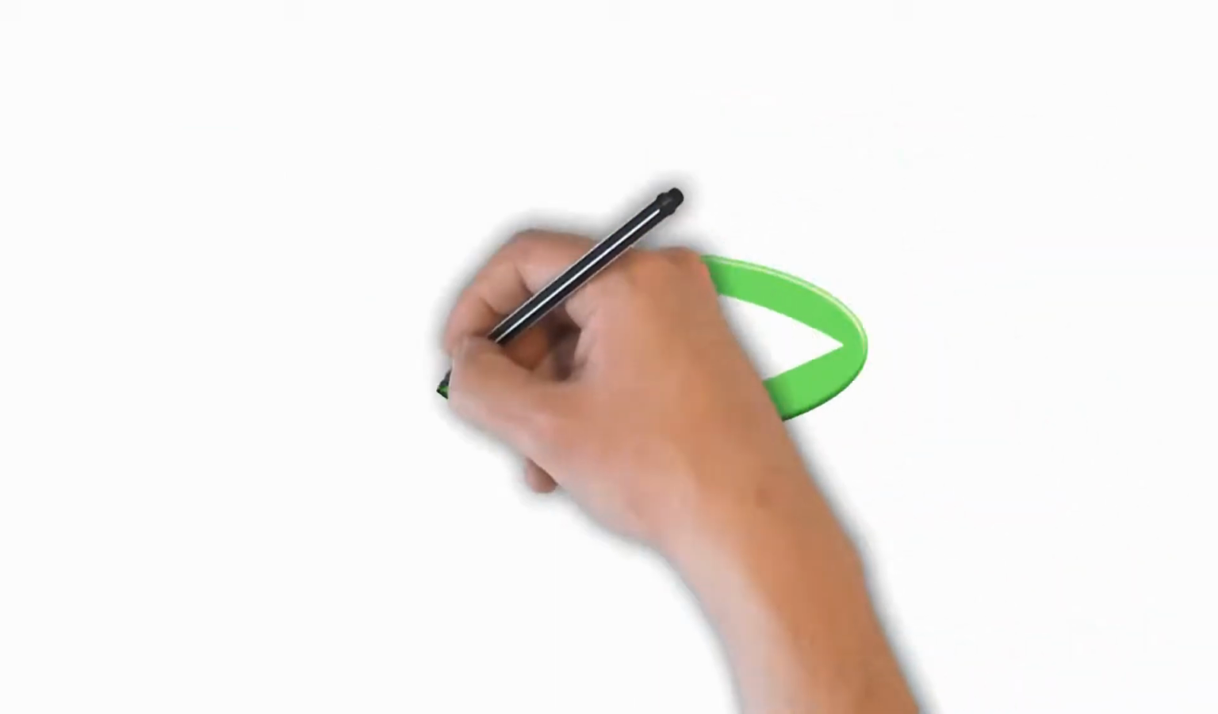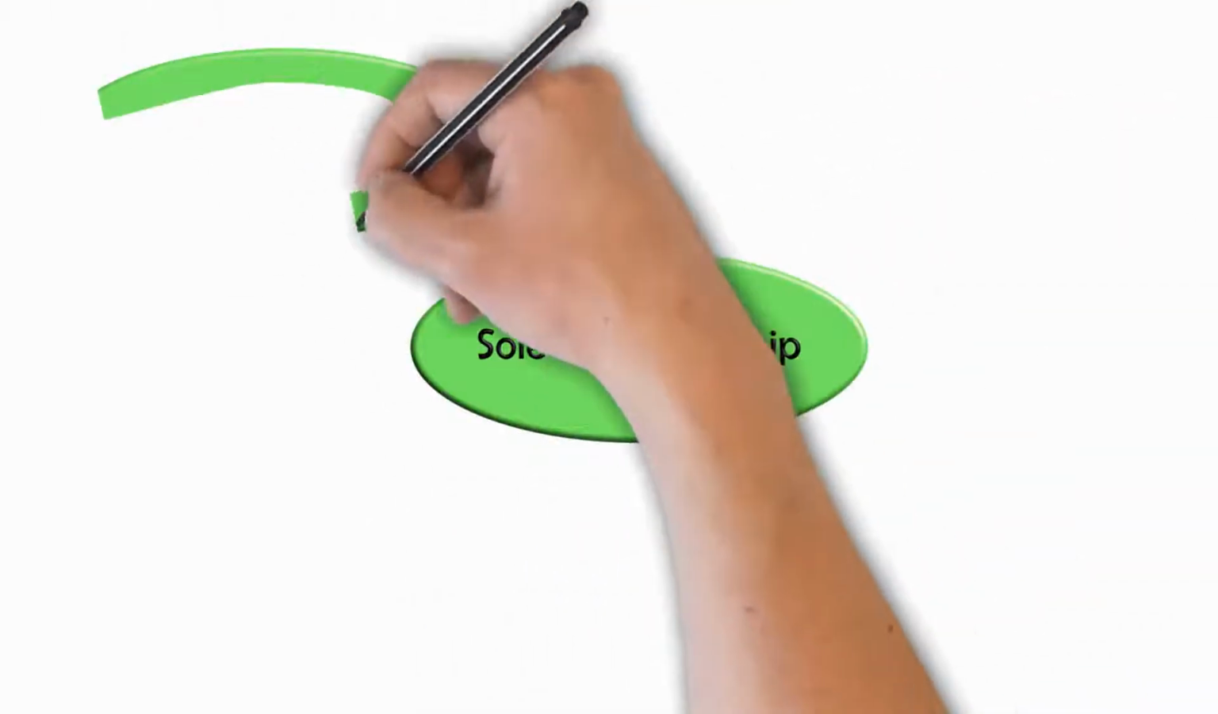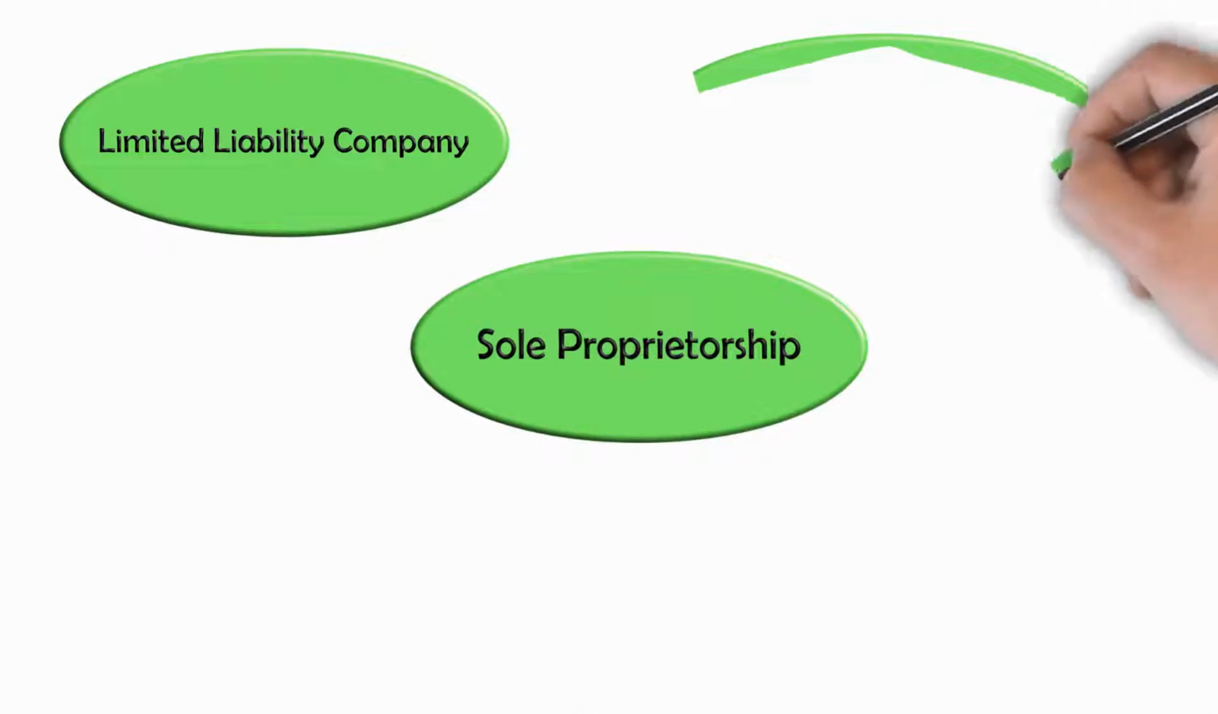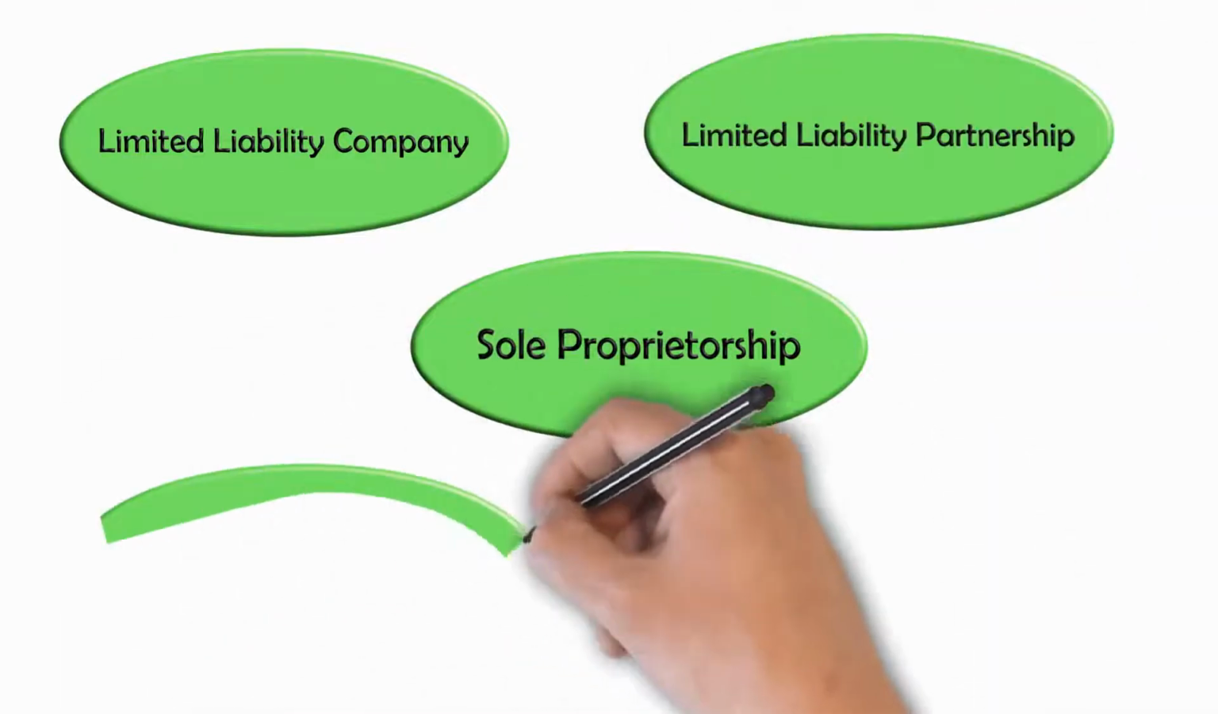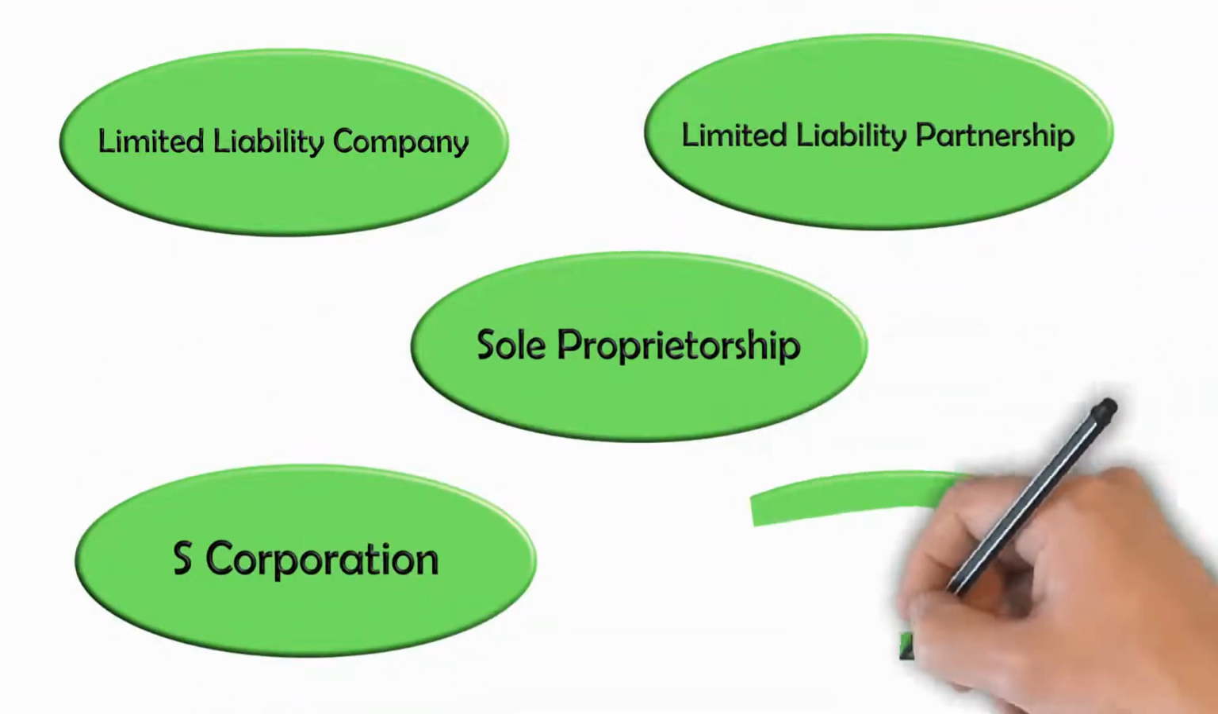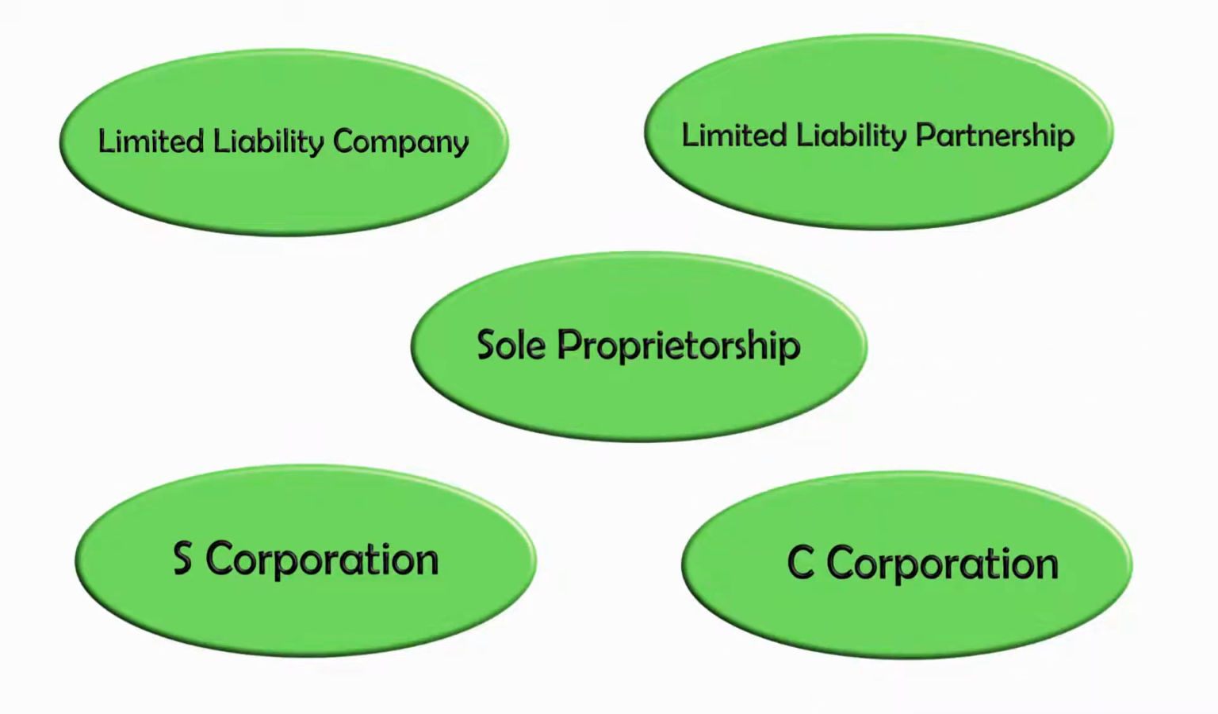The types we're going to talk about are a sole proprietorship, a limited liability company, a limited liability partnership, an S corporation, and a C corporation. So, let's get to it.